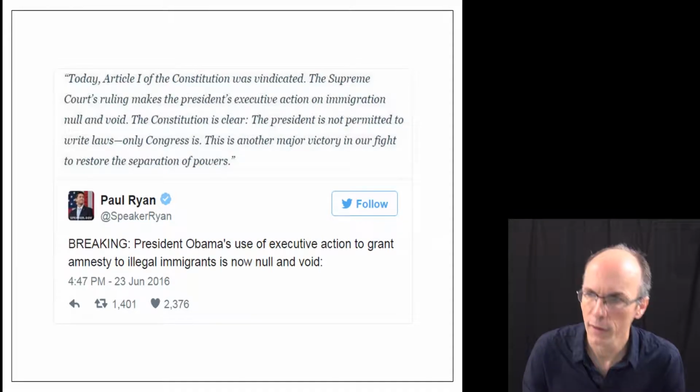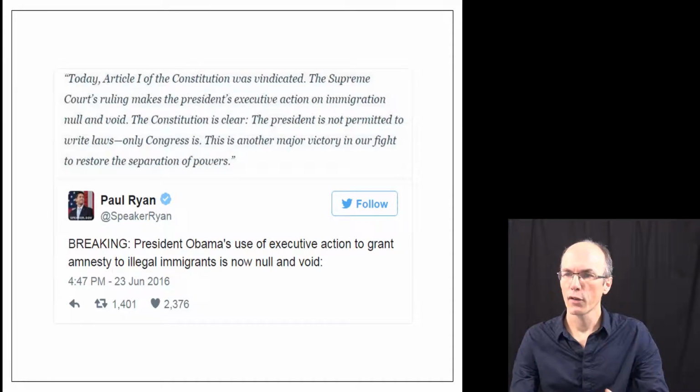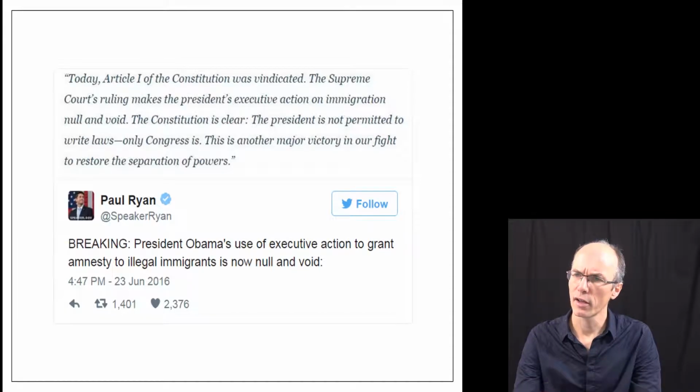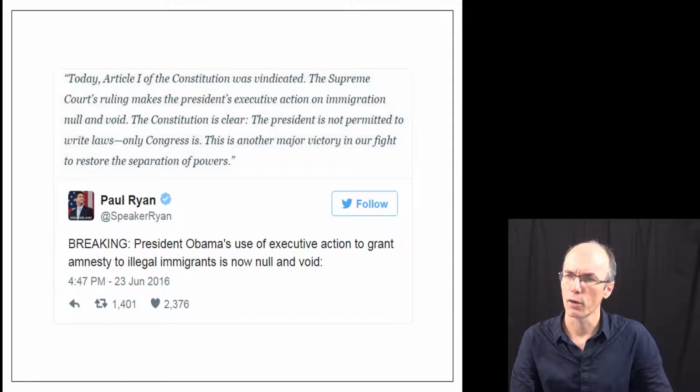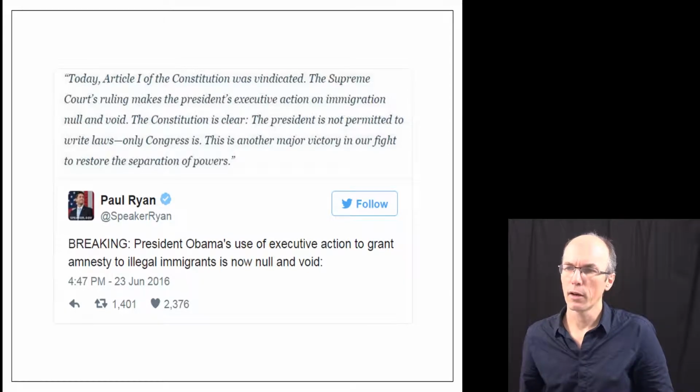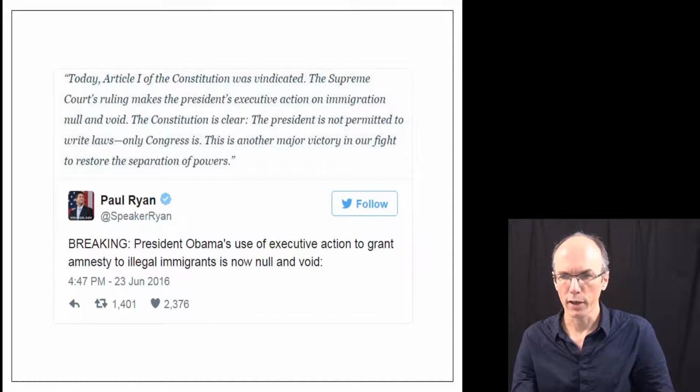Today, Article 1 of the Constitution was vindicated. The Supreme Court's ruling makes the President's executive action on immigration null and void. The Constitution is clear. The President is not permitted to write laws, only Congress. This is another major victory in our fight to restore the separation of powers. And this was tweeted by Paul Ryan, Speaker of the House of Representatives.